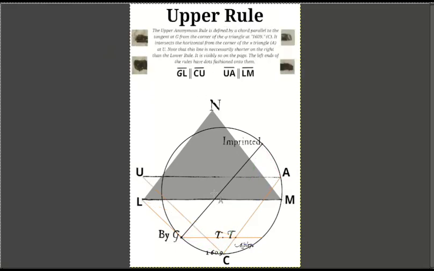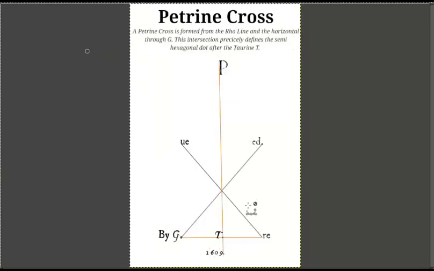And then the upper rule is defined by a chord, a parallel line to this tangent, and where that intersects a horizontal line from A, that's the corner of the red triangle, that defines the upper rule. This is the Petrine cross that Alexander Ward discovered not long after Green's publication of his circle.